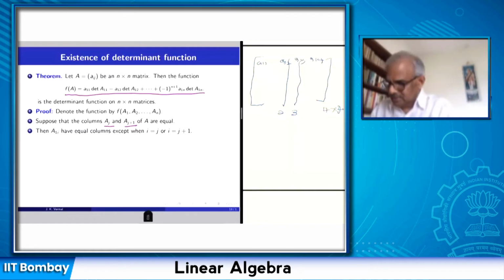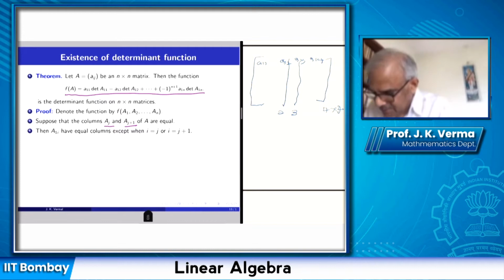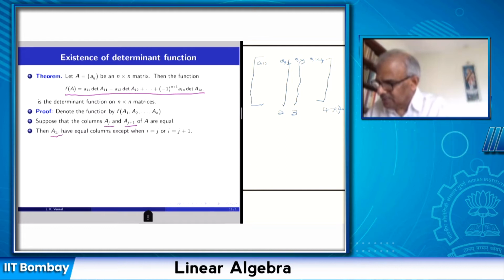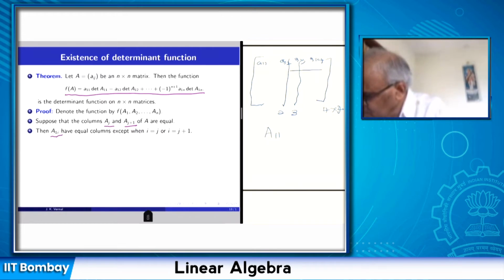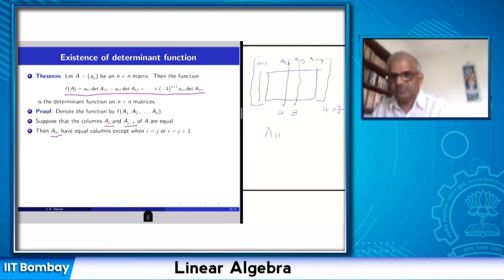So let us use this formula to show that this is actually 0. Keep this 4 by 4 matrix at the back of your mind to see what is going on. Suppose that Aj and Aj plus 1, these two adjacent columns, are equal. Then I look at the submatrix A1i. In this 4 by 4 case, there are 4 such matrices: A11, A12, A13, A14. If I look at A11, it will be this matrix. I delete the first column and the first row.